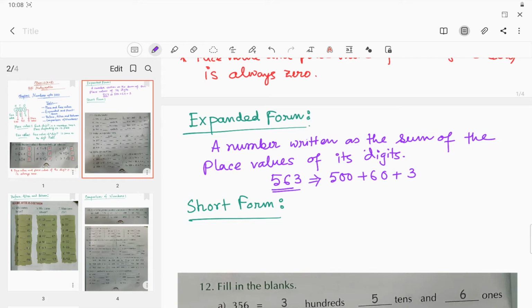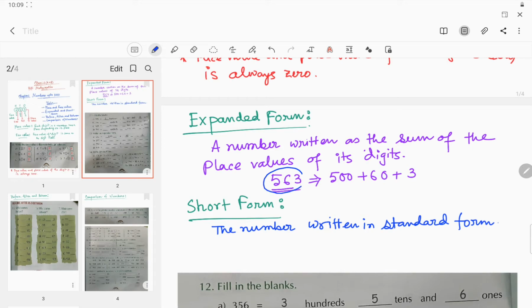And now what is the short form? The number written in standard form is said to be in short form. So here in the above example, 563 is the short form, and this is the expanded form.